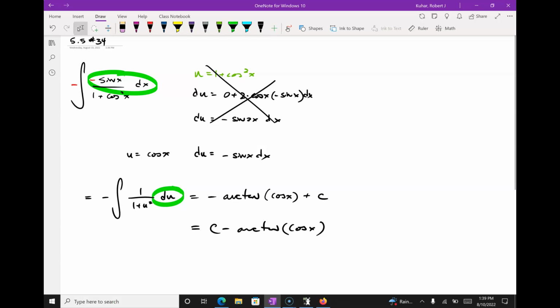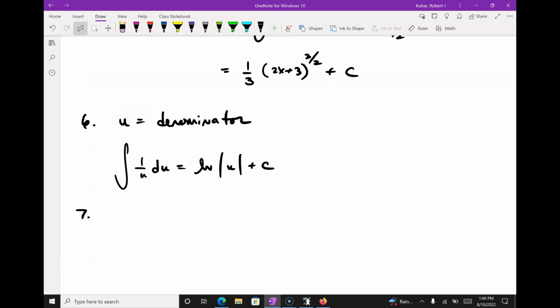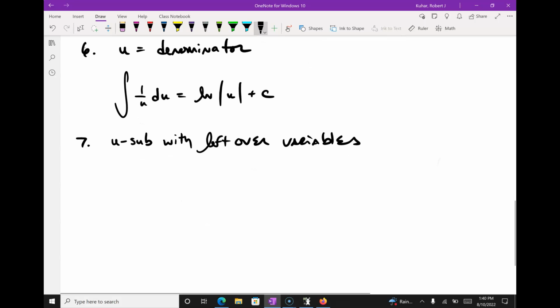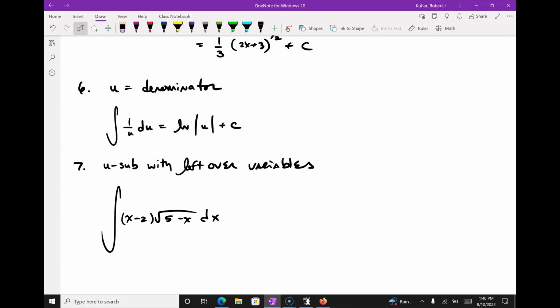All right, here we go. Level 7. So level 7 is a u sub, but there are leftover variables. Okay, so this is a new level for us.